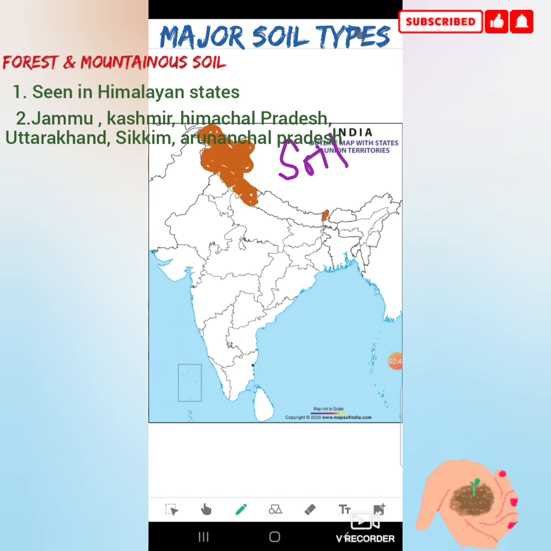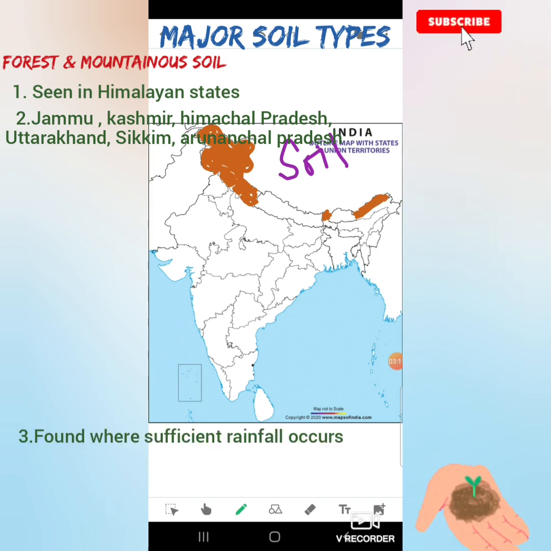Now I am shading Sikkim, then Bhutan is there, where usually the students make a mistake, they also shade Nepal and Bhutan. I understand in Nepal and Bhutan the Himalaya is there, but they are not a part of India, they are different countries. So only shade these areas. Then some parts of Arunachal Pradesh. Why not all parts of Arunachal Pradesh? Because the plain area is also found here. So, these parts of Arunachal Pradesh are coming under the forest and mountainous soil.